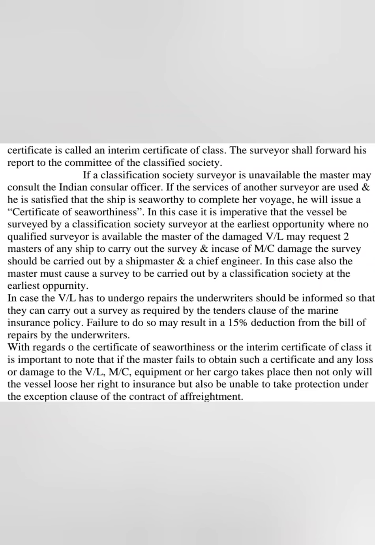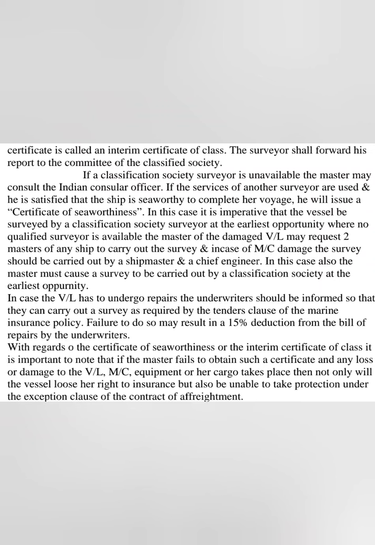The master of the damaged vessel may request two masters of any ship to carry out the survey, and in case of machinery damage, the survey should be carried out by the shipmaster and a chief engineer. In this case also, the master must cause a survey to be carried out by the classification society surveyor at the earliest opportunity. In case the vessel has undergone repairs, the underwriter should be informed so that they can carry out a survey as required by the tender clause of the marine insurance policy. Failure to do so may result in a 15% deduction from the bill of repairs by the underwriters.